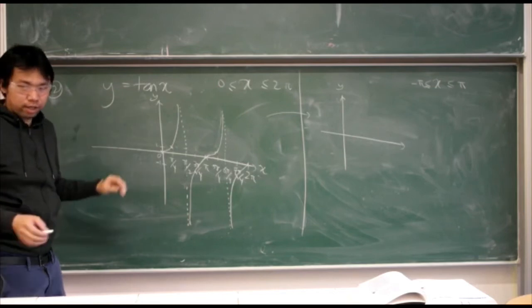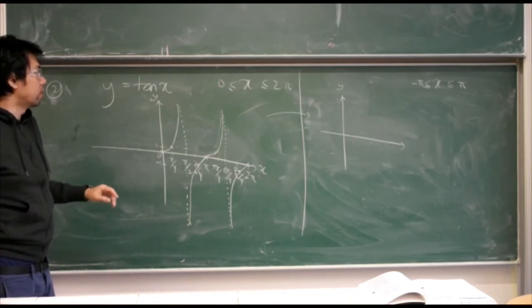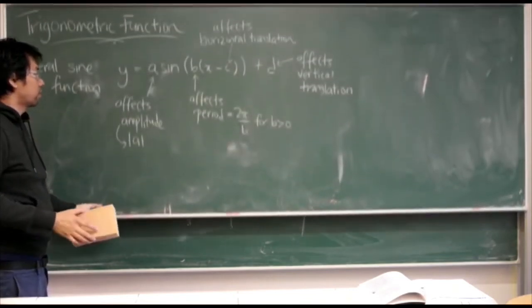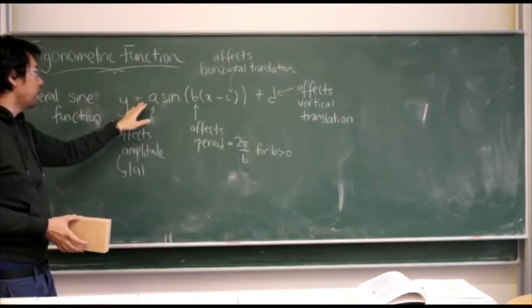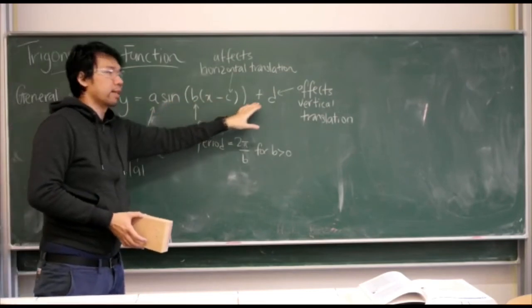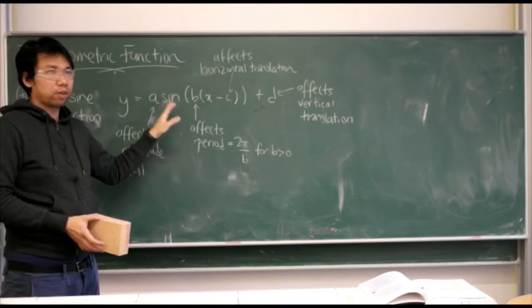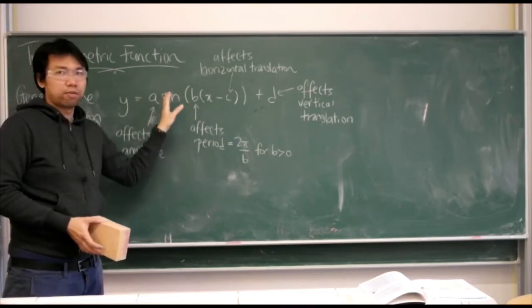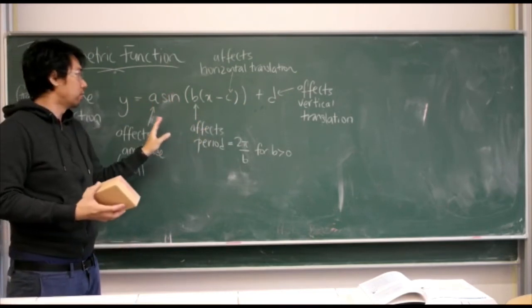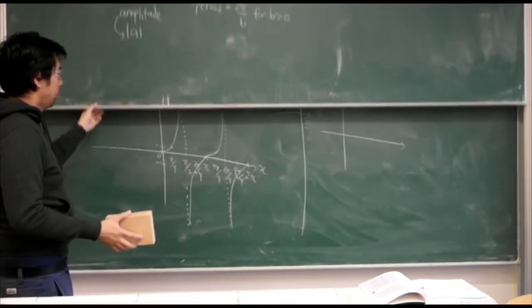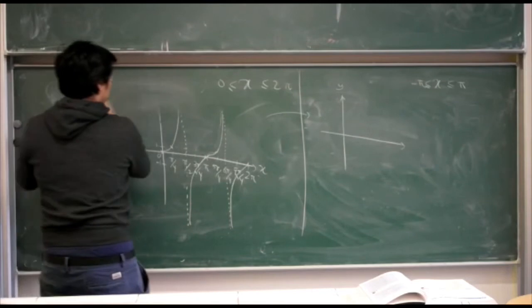Alright, so now I'll continue with other graphs which are related to this section. How do you determine A, B, C and D? Since you have done transformation for quadratic function, I'm quite sure that this part is going to be very easy for you. Alright, so let's first come to A.